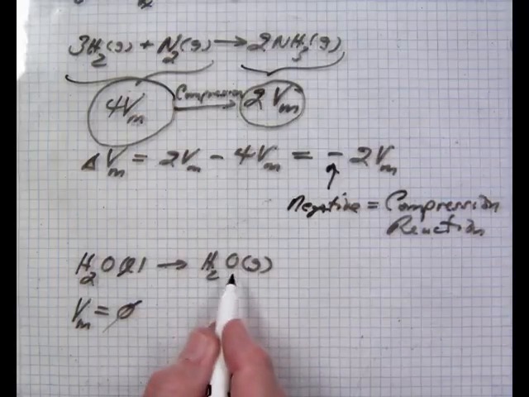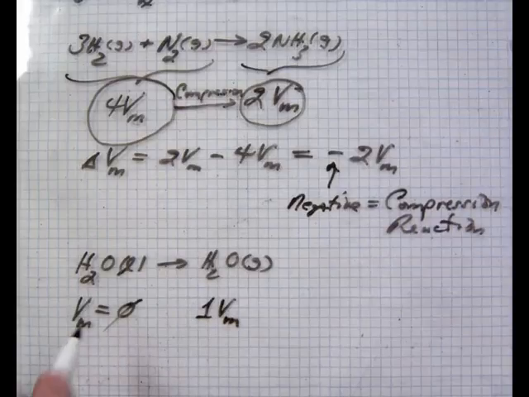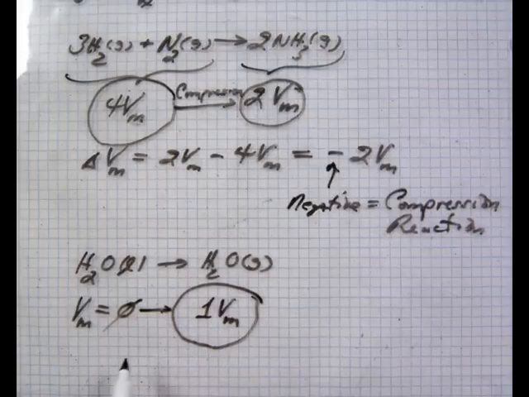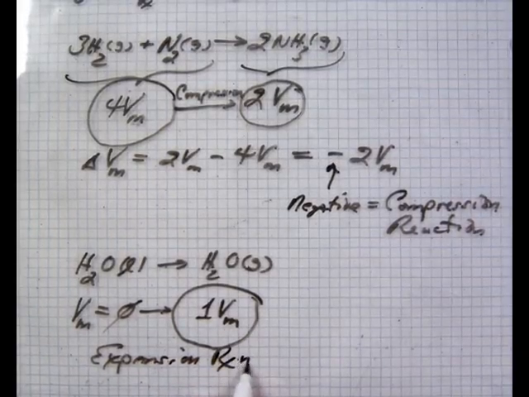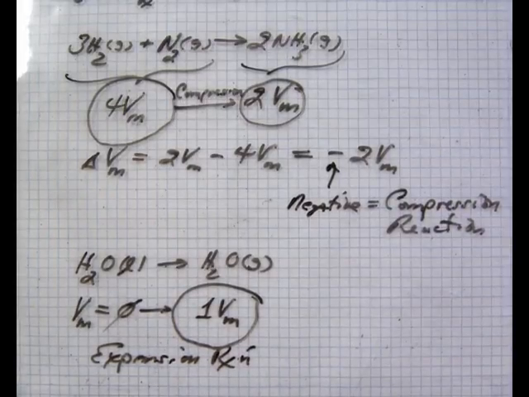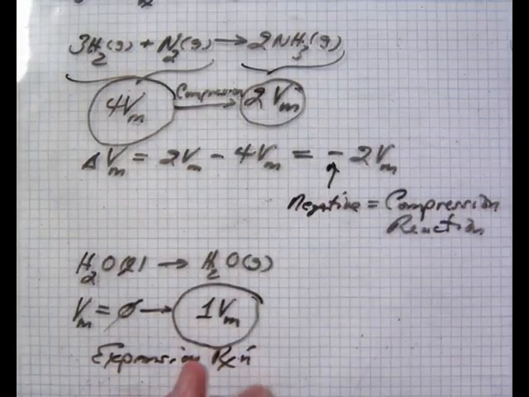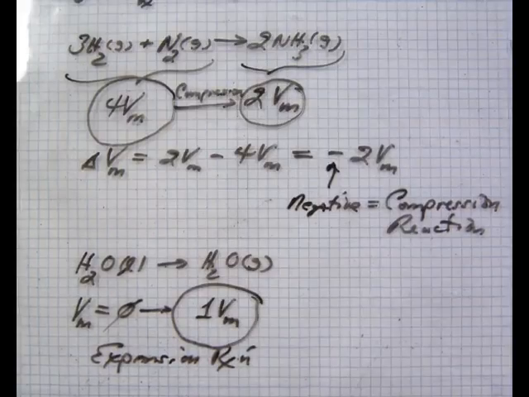When you go over here to the product side, you see gas, that is 1 molar volume. This is from 0 to whatever a molar volume is, and that's called an expansion reaction. Like the balloon's blowing itself up all by itself. So, regardless of whether it's showing a decrease in volume or an increase in volume, if that difference in volume between the reactants and product side is not 0, then those are open systems.